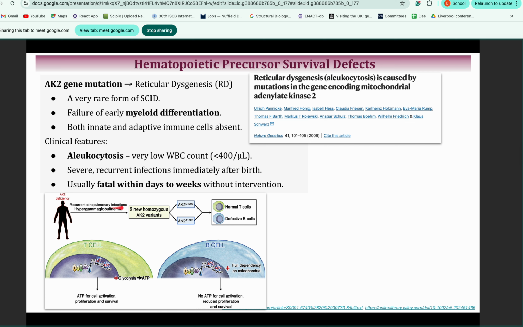So it will lead to recurrent sinopulmonary infections, and hypogammaglobulinemia. Two new homozygous AK2 variants exist. One is AK2 G100S and another one is AK2 A182D, which give rise to normal T cells and defective B cells. So now T cells are all right, but B cells are defective and there is full dependency on mitochondria. So no ATP for cell activation, reduced proliferation and survival. In that way, B cells will be very few or absent, which leads to reticular dysgenesis.